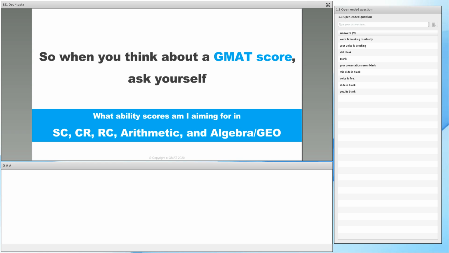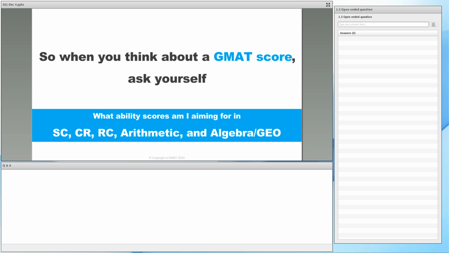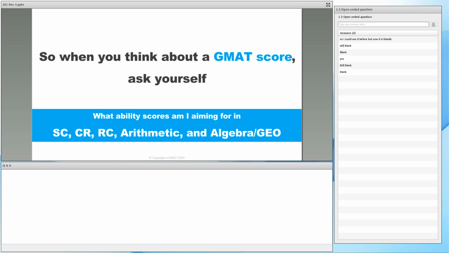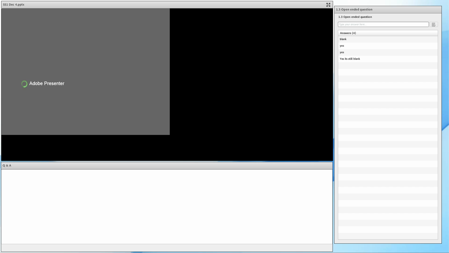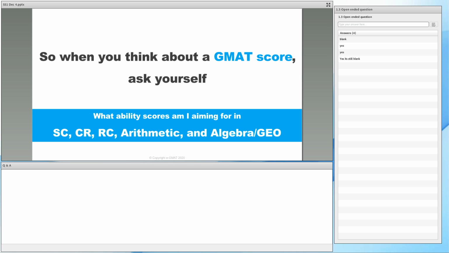Can you see the slide which says, so when you think about your GMAT score, ask yourself, what ability scores am I aiming for? It's still blank. Let me just clear all answers. Can you see the slide? Okay, let me just do one thing. I'm gonna move this away and clear all answers. Now it should be gone because I've moved it away, and I want to instantiate it again over here. Now you should be able to see this text which says when you. Perfect.